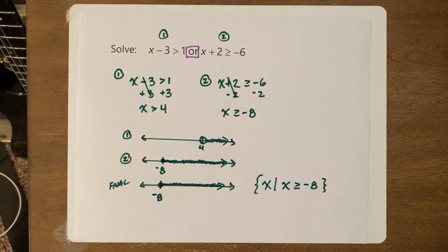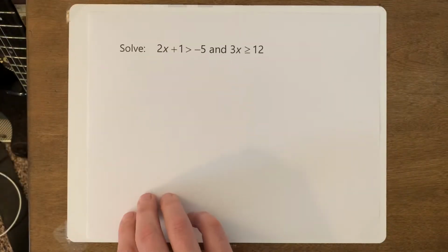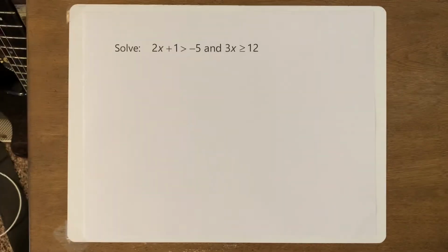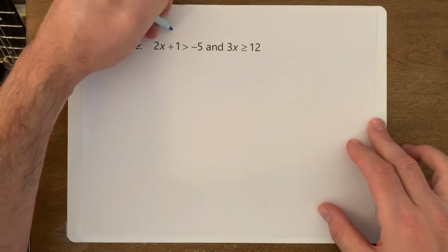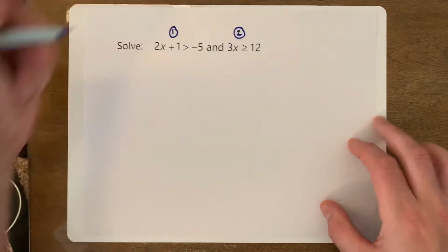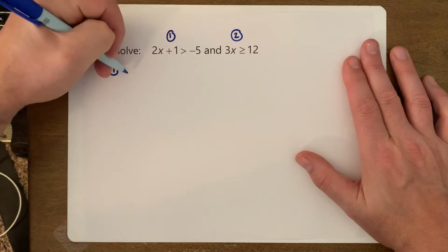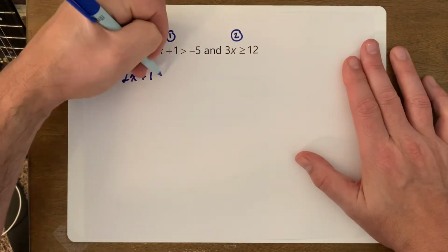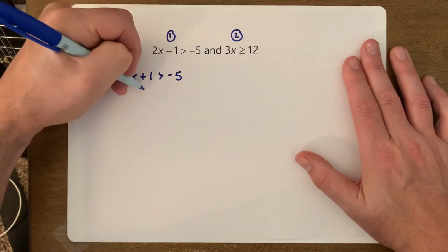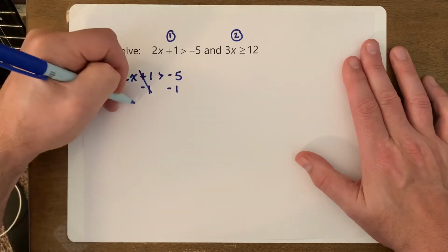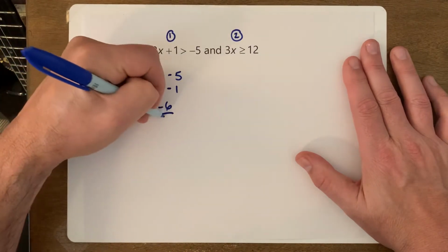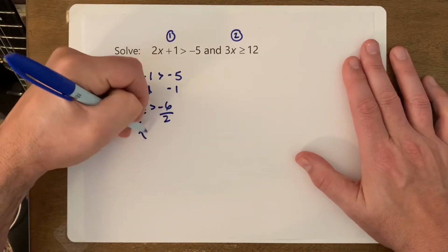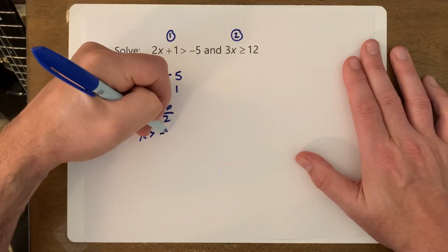All right, so let's take a look at this one. Okay, this one has a different word in there. This one has the word and in there. So we're gonna probably have something different going on. All right, so you got number 1, you got number 2. Let's take a look at these two guys. 2x plus 1 greater than -5. Subtract 1, subtract 1. 2x greater than -6. Divide by 2. And it looks like we got x greater than -3.